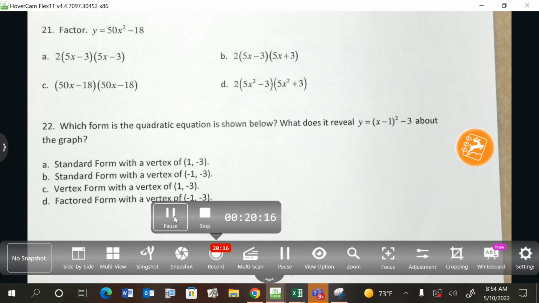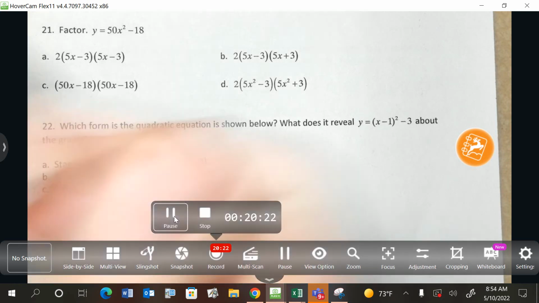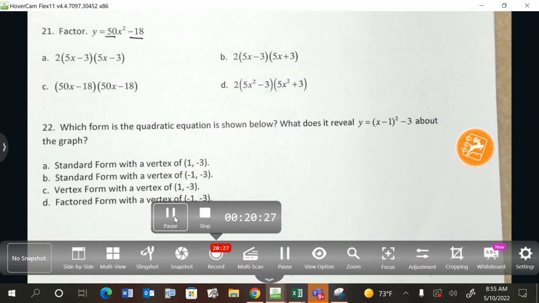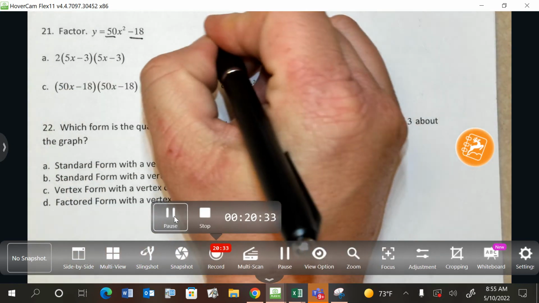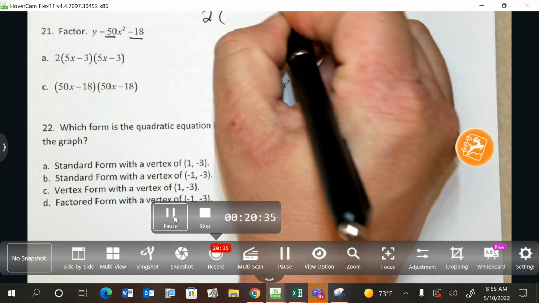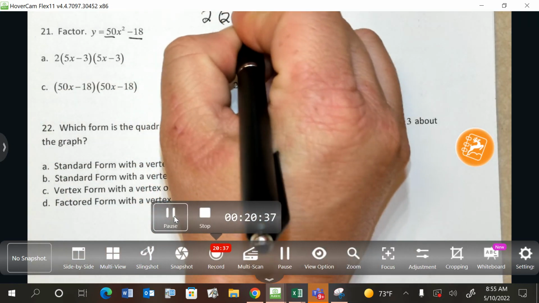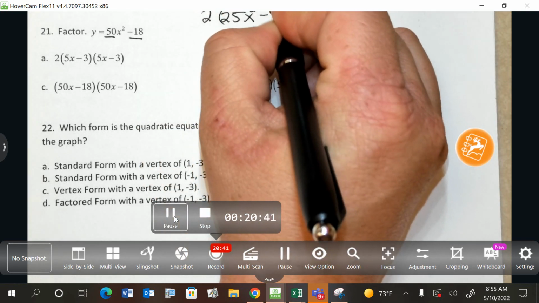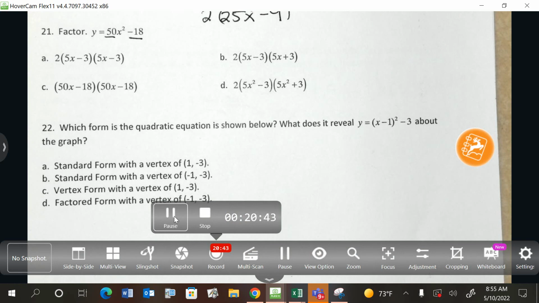Okay, so 21 we're just going to rewrite equation 21. It says 50x squared subtract 18. Underline 50 and 18. They're both even numbers. When something is an even number, automatically we can divide by 2. We may be able to divide by more than 2, but automatically we can divide by 2. So let's pull out a 2. 2 times 25 is 50. 2 times negative 9 is negative 18.